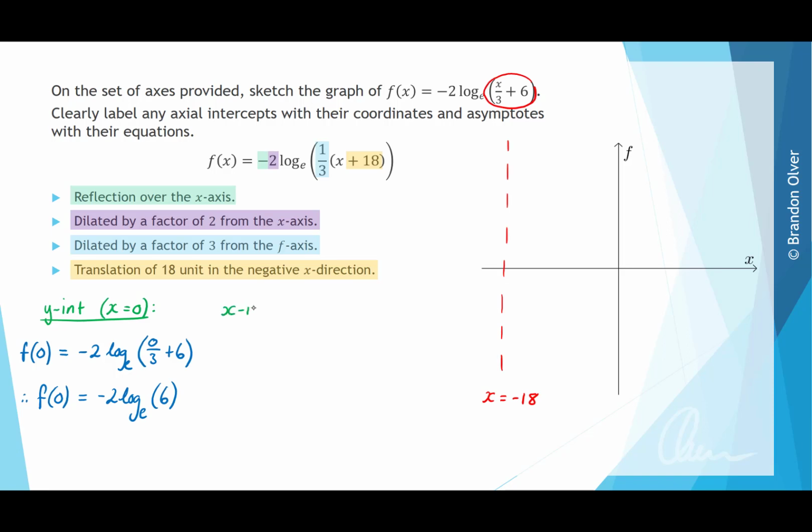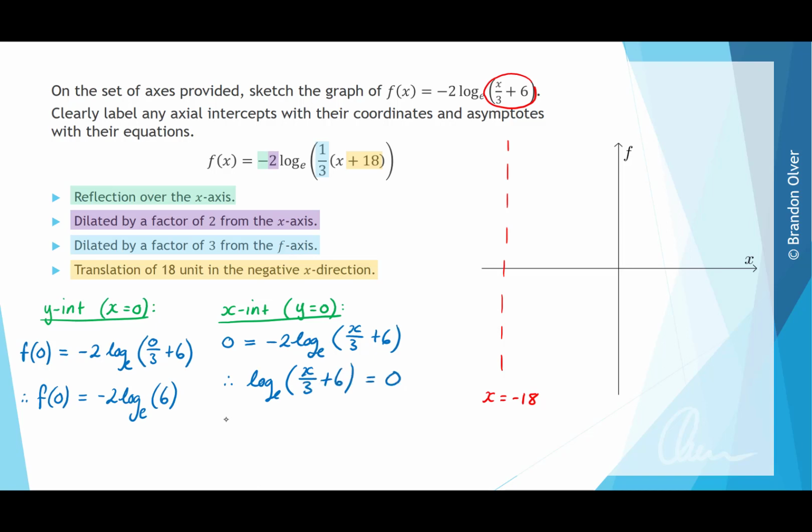Next up, we want to find the x-intercepts of the graph, and that occurs when y is equal to 0 in our rule. So we now have the equation 0 is equal to -2 log e of x on 3 plus 6. And now if we divide both sides by -2, we simply find that the log e of x on 3 plus 6 must equal 0.